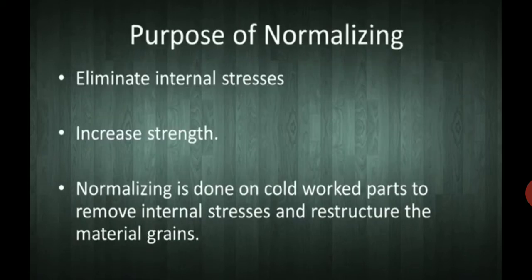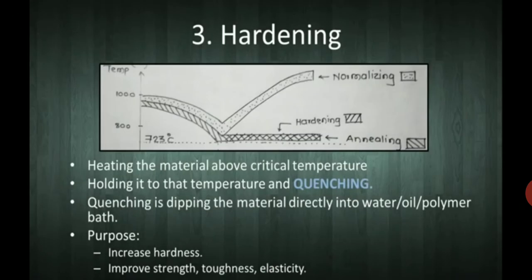Purpose of normalizing. It is used to eliminate internal stresses. It is also used to increase strength. Normalizing is done at higher temperature than annealing, and the ductility obtained in normalizing is somewhat lower. Hardening.